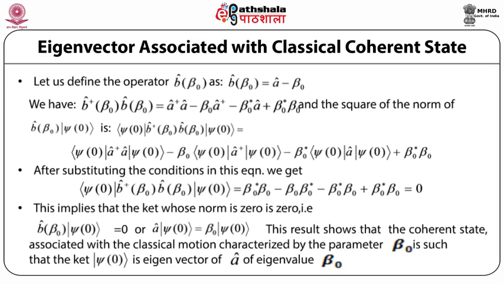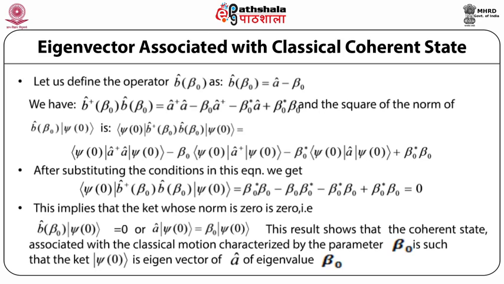So after making all these substitutions and using the conditions in this equation, we finally get the expectation value of ψ0 with respect to operator B†(β0) B(β0), and this, using the above relation, turns out to be equal to β0*β0 minus β0*β0 minus β0*β0 plus β0*β0. And since all the terms in this expression cancel out, we get bra vector ψ0, operator B†(β0), operator B(β0), ket vector ψ0 equal to 0. What this means is that the ket vector whose norm is 0 is also 0.